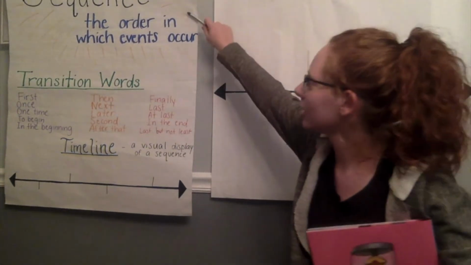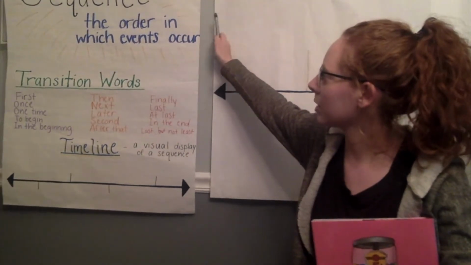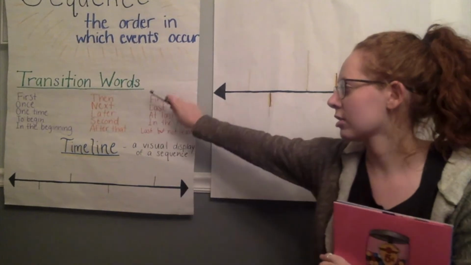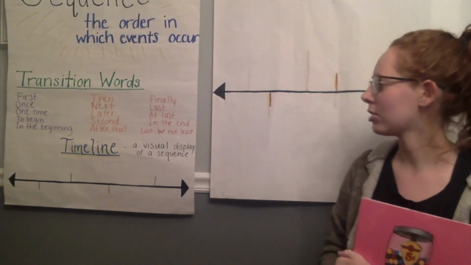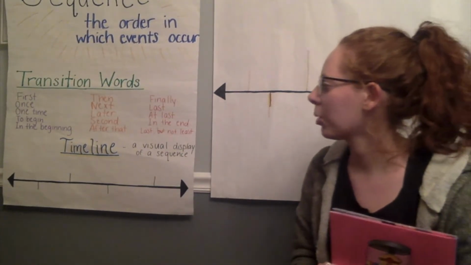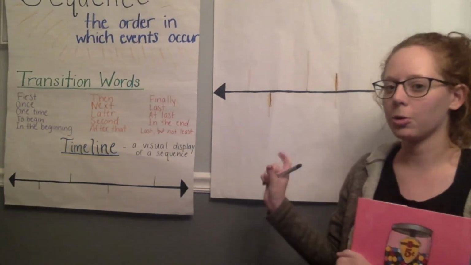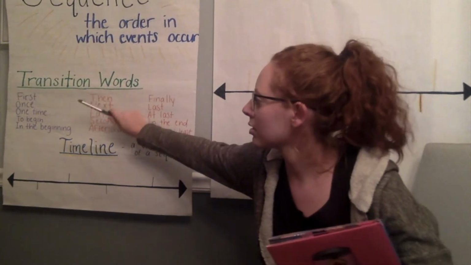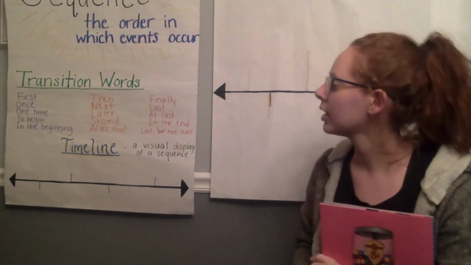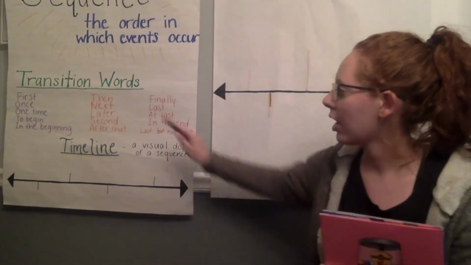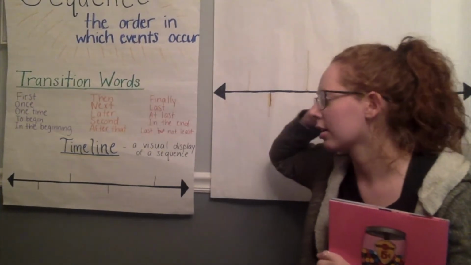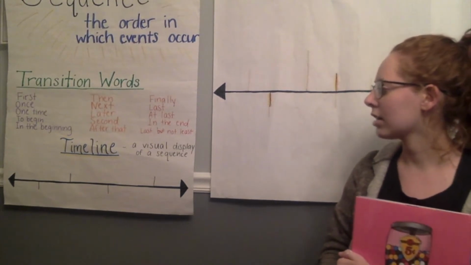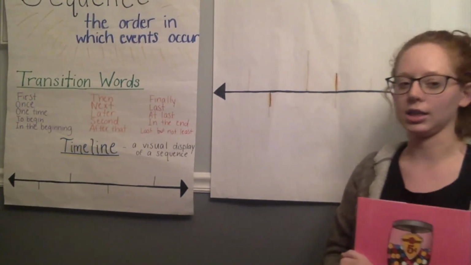And right here we have the definition of sequence, which is the order in which events occur. And these are lists of words that we like to call transition words. And transition words are words that we use to signal the order in which events happen. So we have first, once, one time, to begin, in the beginning, then, next, later, second, after that, and finally, last, at last, in the end, and last but not least.